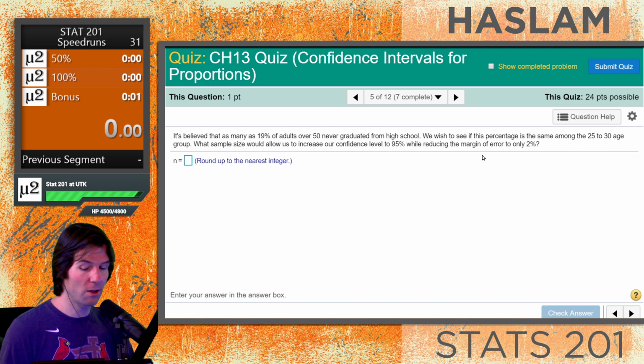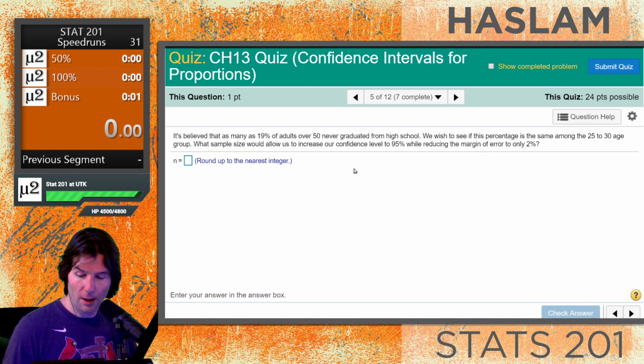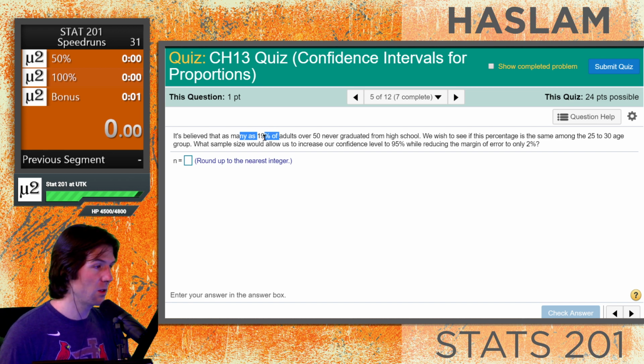When you hear margin of error, you know that this is the margin of error. So they want a margin of error of 2%, a confidence level of 95, and they want to find the sample size. What is this number right here? It's what we're going to use as our P hat.